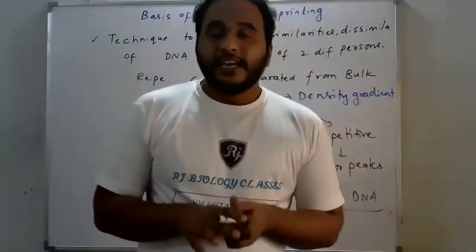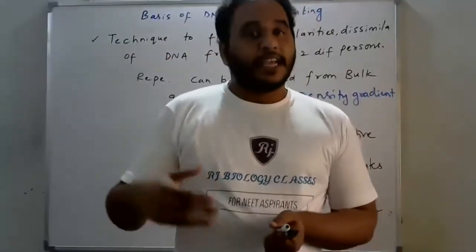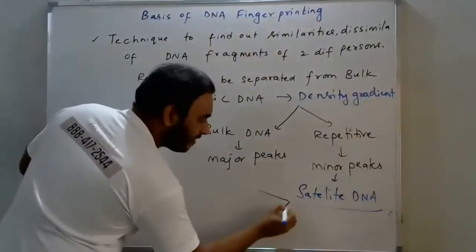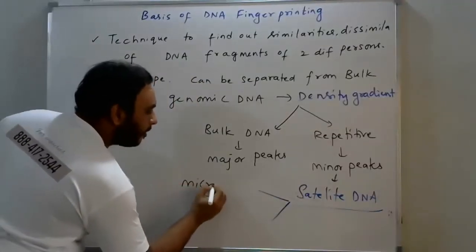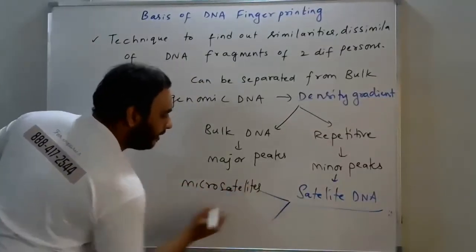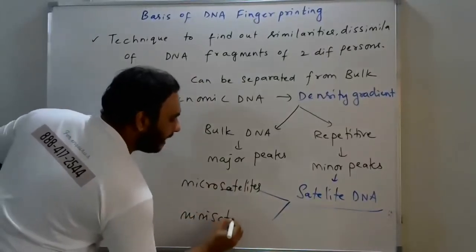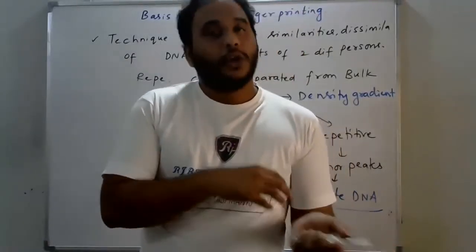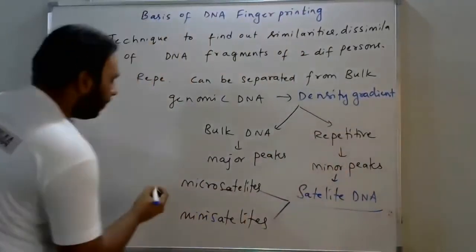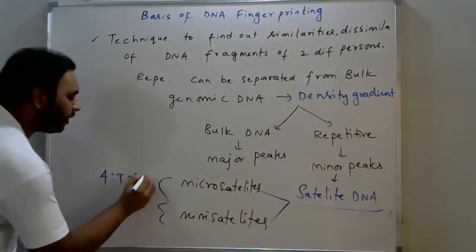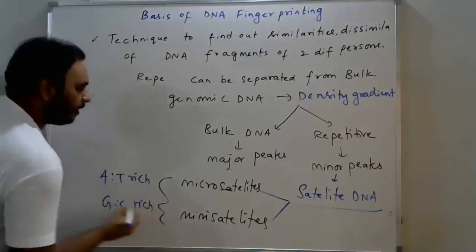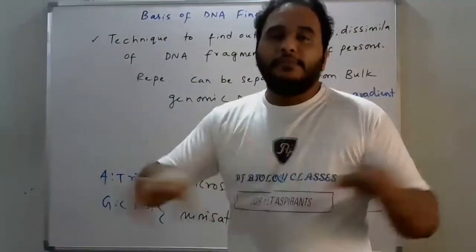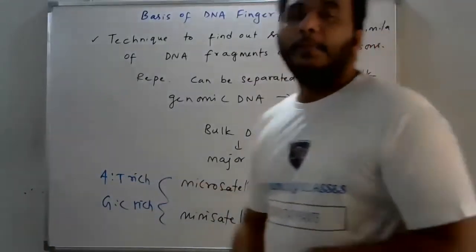This satellite DNA is further classified into categories like microsatellites and mini satellites based on the base composition, that is, adenine-thymine rich or guanine-cytosine rich composition. Based on that base composition, we can divide them into microsatellites and mini satellites.